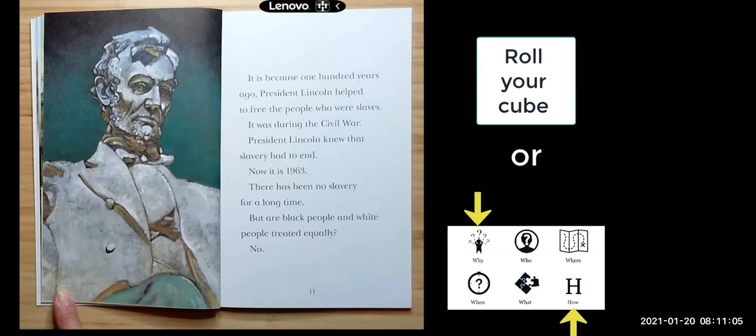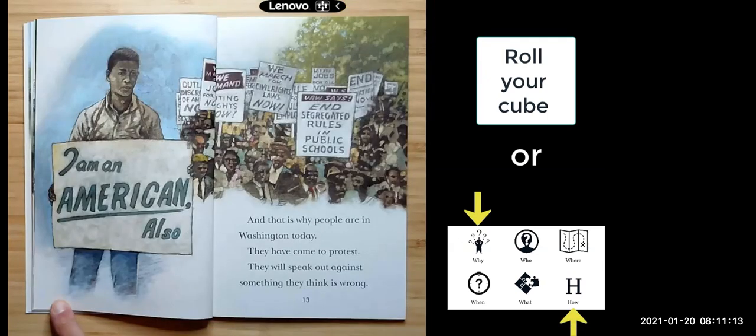But are Black people and white people treated equally? No. And that is why people are in Washington today. They have come to protest. They will speak out against something they think is wrong.